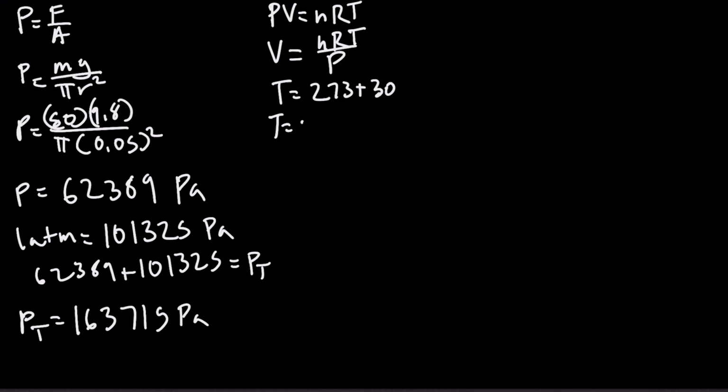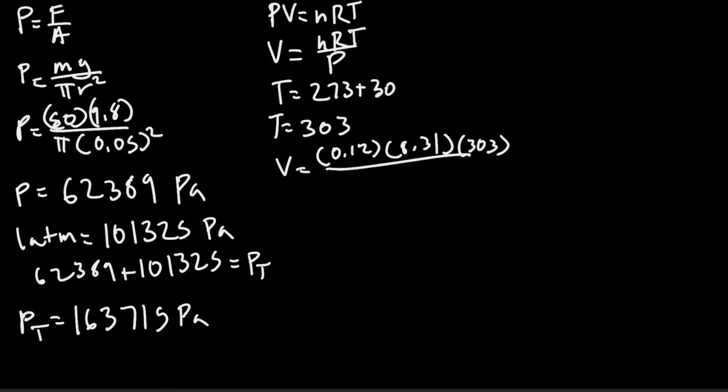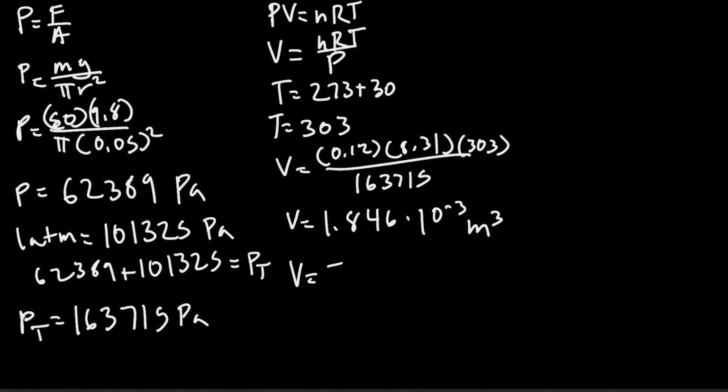Now we simply plug it into our PV equals nRT equation, but first we solve for volume. Volume being equal to nRT over P, with T being 273 plus 30, and that's 303 Kelvin. Plugging in our numbers for volume, we get a volume of 1.846 times 10 to the minus 3 meters cubed. Then, plugging that into our volume equation and solving for h, we get a total height of 0.235 meters or 23.5 centimeters.